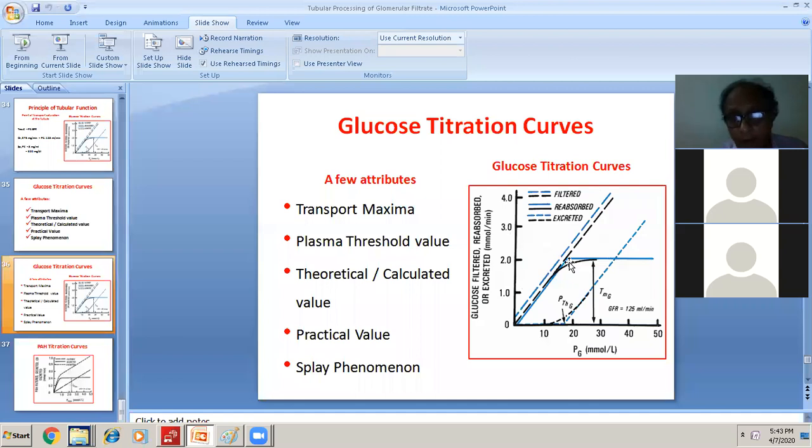Practically, the transport maximum which is shown here is also a bit earlier. Not only Pg, but also the Tg also. The transport maxima which is shown here, theoretical value, practical value of transport maxima is a bit earlier, because the curve is bent in nature, gradual in nature.